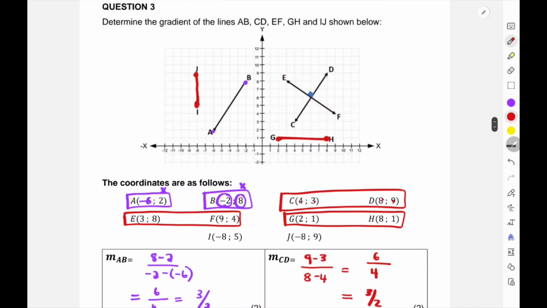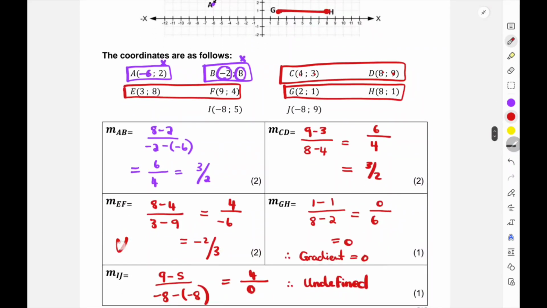And we could have checked our answer here with E and F and C and D. E and F, that one, and C and D, are they perpendicular to each other? Did the sign change? Yes. Did we swap them around? Yes.